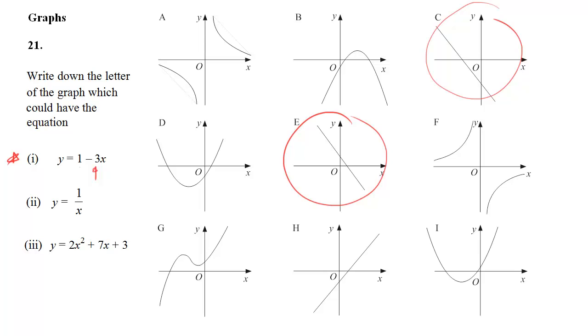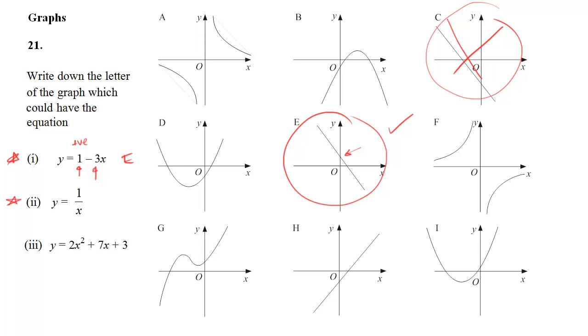But if we look at the other part of the equation, the intercept, we know it goes through the y-axis at plus 1, which is positive, and only one of our graphs does that. It's graph E, which goes through there above the x-axis. So the answer to part 1 is E.